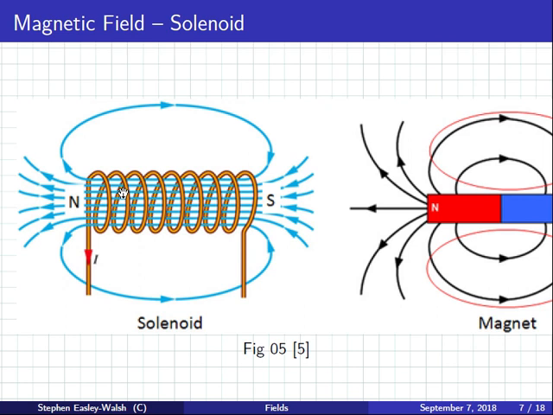Now, this is interesting. If you take your current, but then wrap it up in this shape, it will make a magnetic field. The magnetic field it makes is the same as a bar magnet. This shape here is called a solenoid. It's very simple. All you do, you take your current and you just wrap it up like that. And you make a magnet.